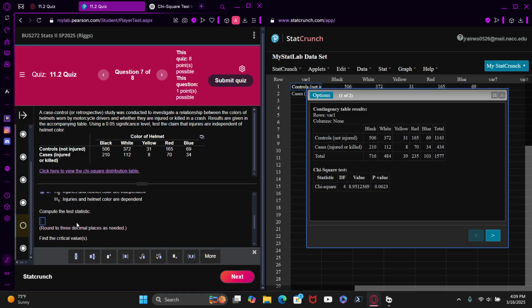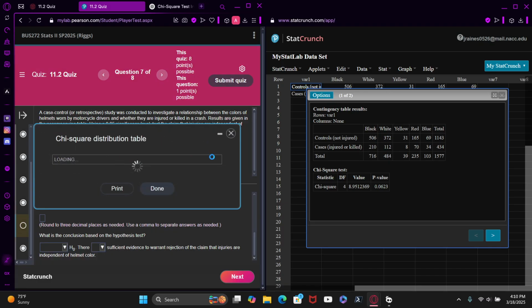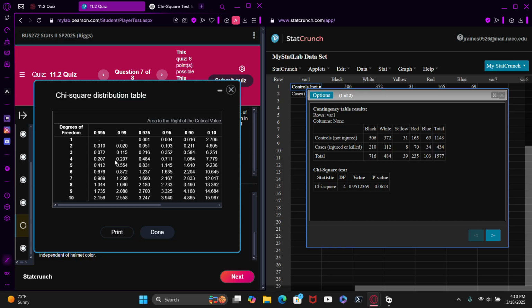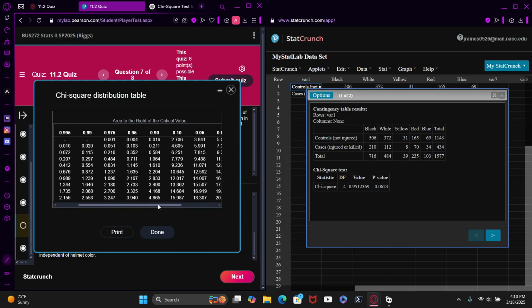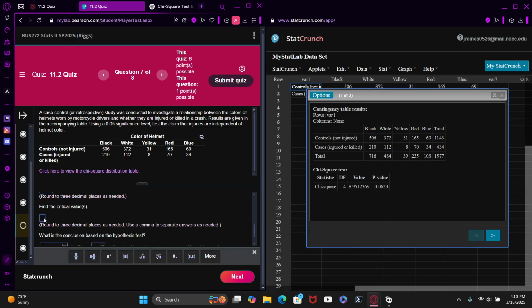Test statistic, 8.953. Find the critical values. Degrees of freedom is 4. Click here. You're going to go, okay, 0.05. Click on this. 4, so 4 down and 0.05. 2, 3, 4. 9.488.